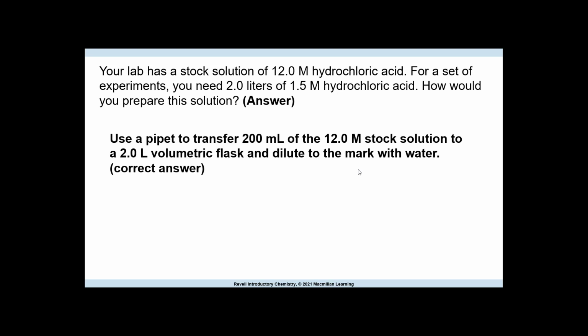So this is very similar to when I was showing you the picture. You use a pipette to transfer 200 mils of 12 molar stock solution to a 2-liter volumetric flask and dilute it to the mark. So this is very similar to what I was just saying, where you add volume, you make sure it's dissolved, and then you fill it directly up to that line.